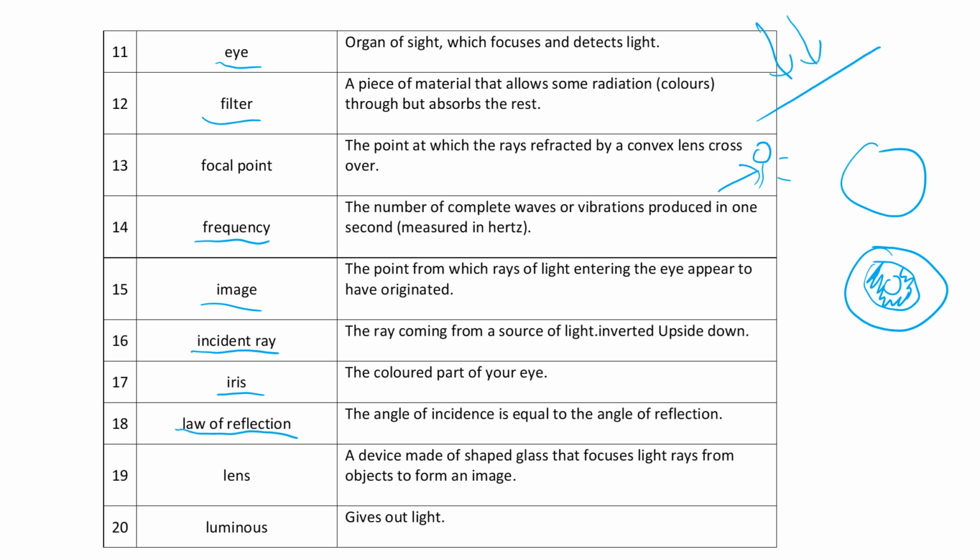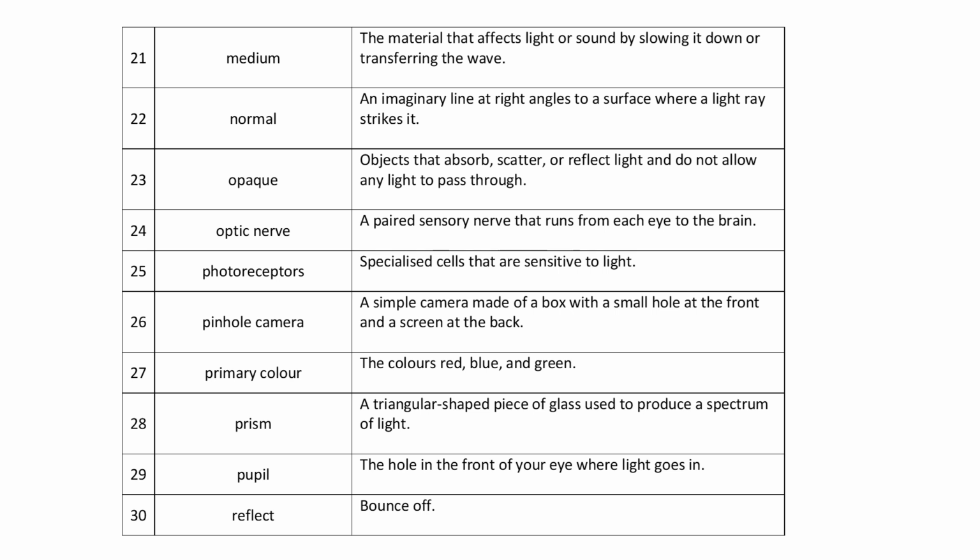A device made of shaped glass for focusing light rays from an object to form an image. So think about your glasses or a lens. Something that gives out light is luminous. The material that affects light or sound by slowing it down or transferring the wave. Okay, so for example, glass is a medium that light travels through.